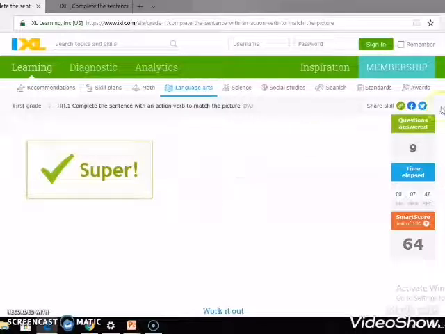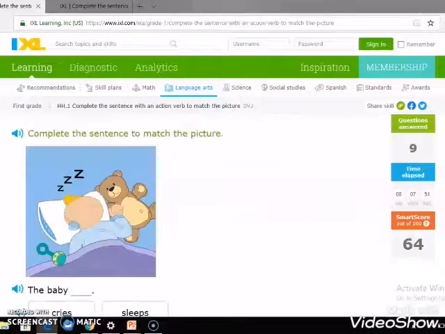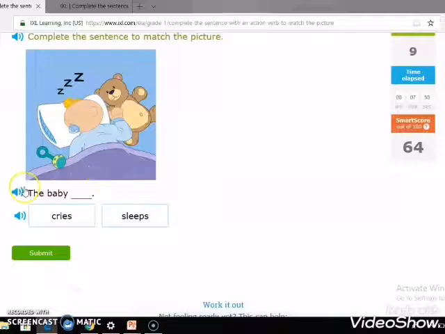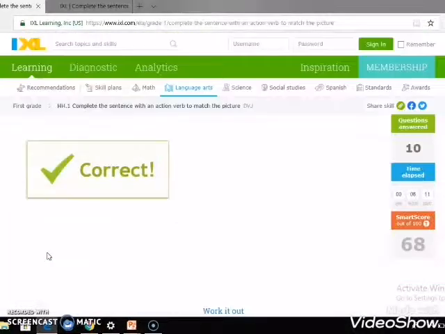Okay, last one. The baby sleeps in his bed. I have only one baby, so for one baby I add an s. The baby sleeps in his bed. The baby sleeps. We have finished.